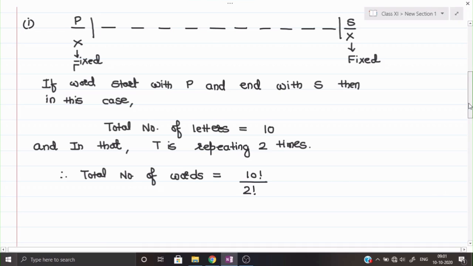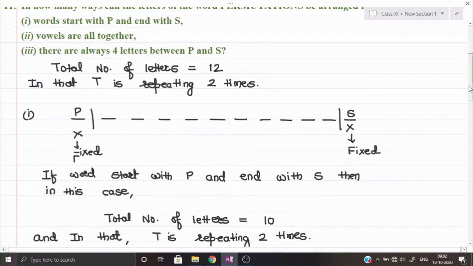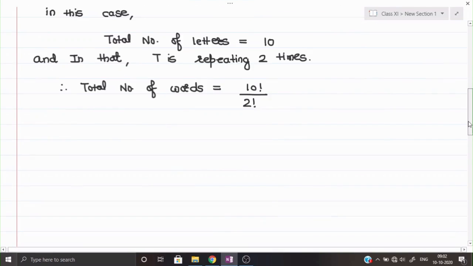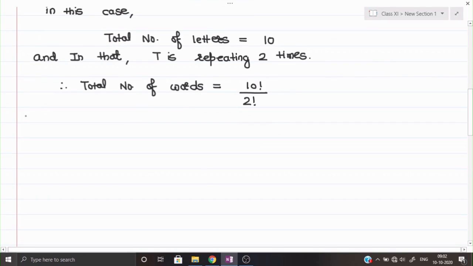In the second part, see what they are saying: vowels are all together. So let us see now part number second. Part number second, they are saying vowels are all together.